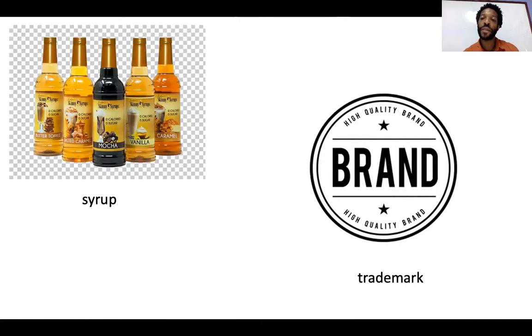And the last one is a trademark. A trademark is the name of the product. For example, Nike is a trademark. Coca-Cola is a trademark. Adidas is a trademark.